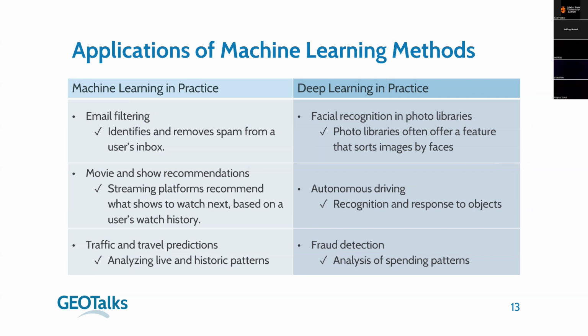On the deep learning side of things, we have facial recognition software, which we even see in our phone and mobile device photo libraries. Autonomous driving involves recognition and response to objects, making decisions based on our environment and how to respond to them. Perhaps unfortunate to have to deal with, but there's fraud detection, when our banks alert us that they see spending patterns that are out of the norm of patterns you've had in the past, and maybe we need to address that.